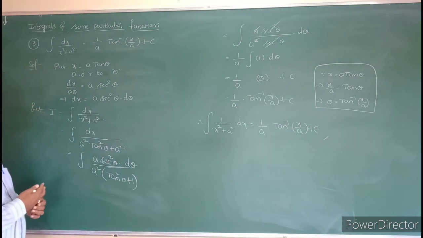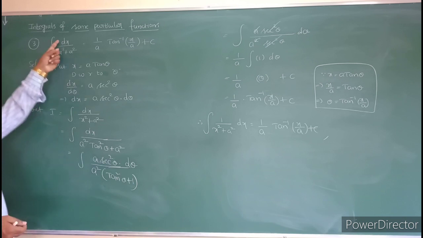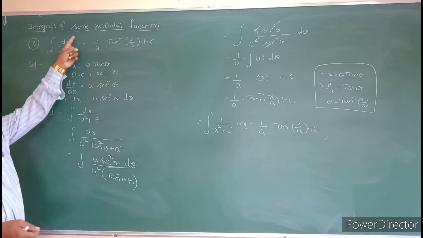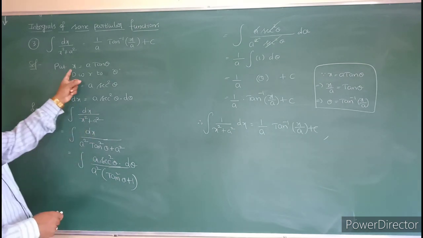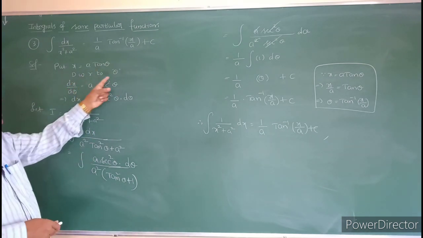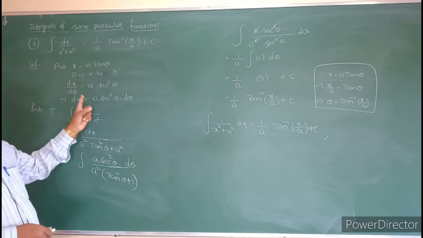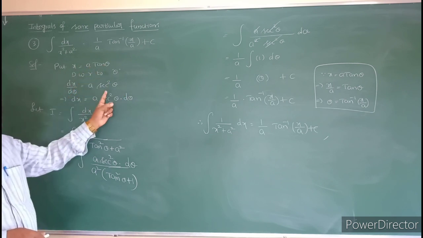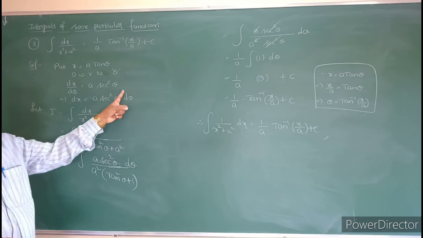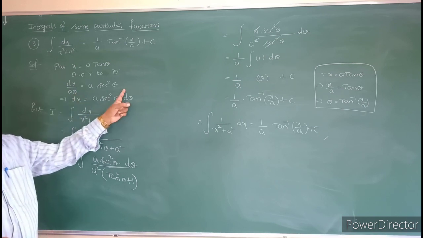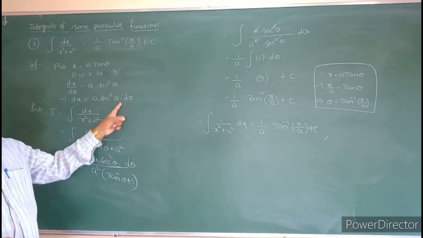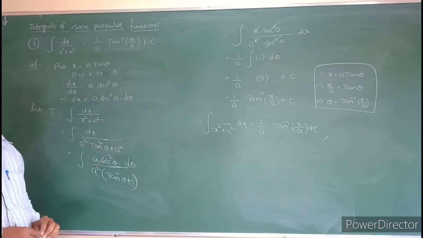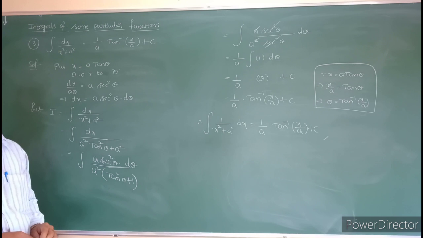See that question, students. The integral of 1 by x square plus a square into dx. What I have taken first: x is equal to a tan theta. Differentiate with respect to theta. What happens? dx by d theta is equal to a into the derivative of tan theta with respect to theta, which is secant square theta. Take that d theta to this side, so the dx value can be written as a secant square theta d theta.